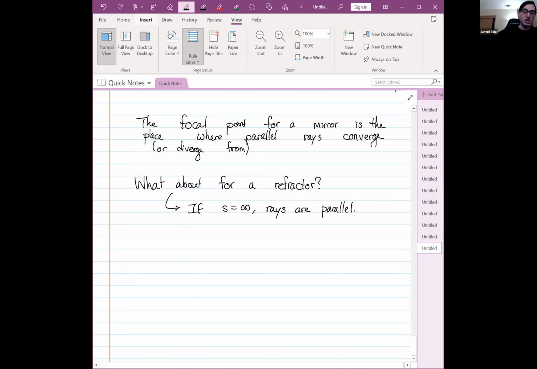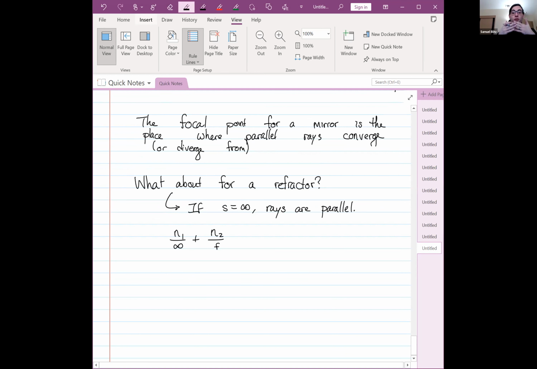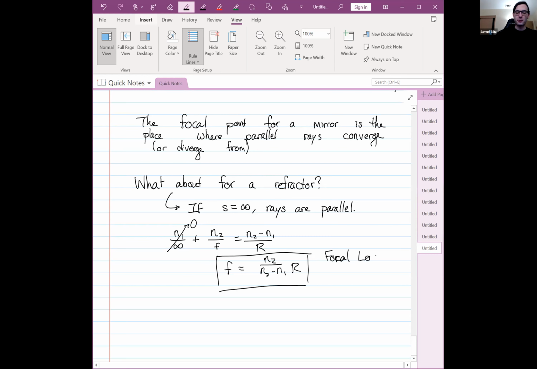We just use the spherical refractor equation and plug in. So we have n1 over infinity, that is the location of the object, plus n2 divided by f. F should be the point where they all converge. That should be the focal point. This should be equal to n2 minus n1 over r. And then we can just do algebra. This becomes 0. We find that the focal point for a refractor is n2 over n2 minus n1 times r. So it's not quite r over 2, but it's related to r. This is the focal length for a spherical refractor.